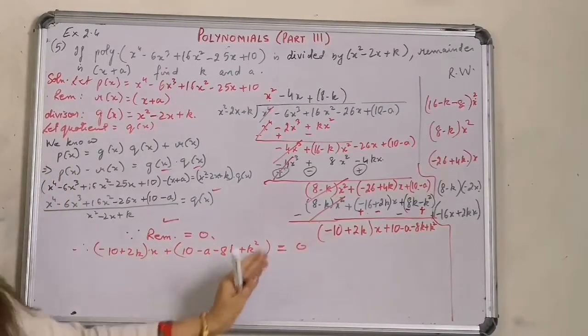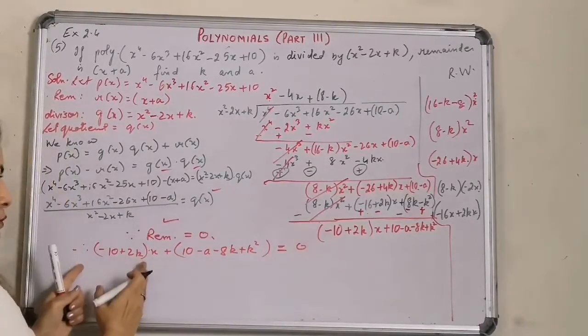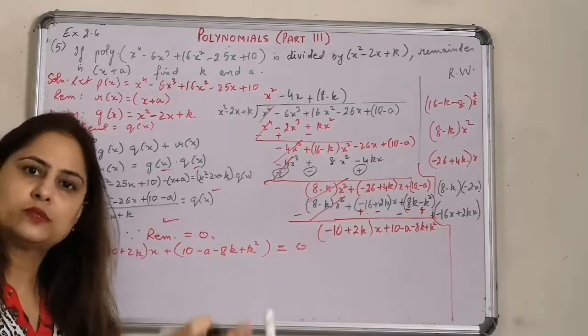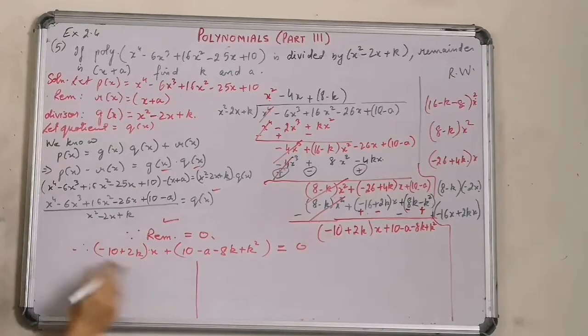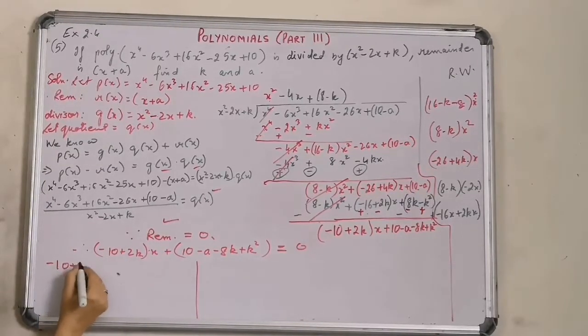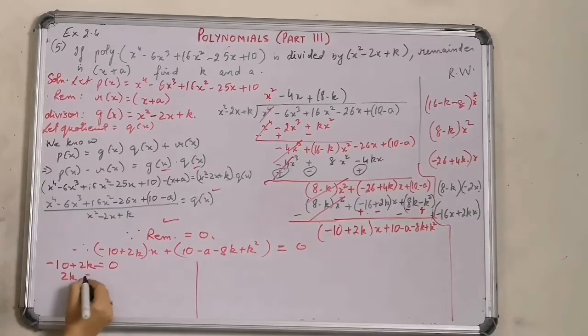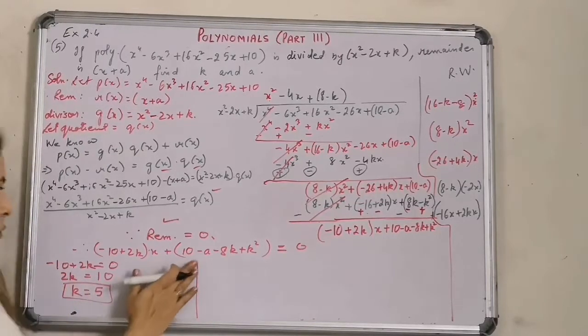इन दोनों का सम 0 तभी हो सकता है when each of these brackets are equated to 0. This is like equating the coefficients. So minus 10 plus 2k is equal to 0. So 2k is equal to 10. It means k is equal to 5. This is what we were required to find out.